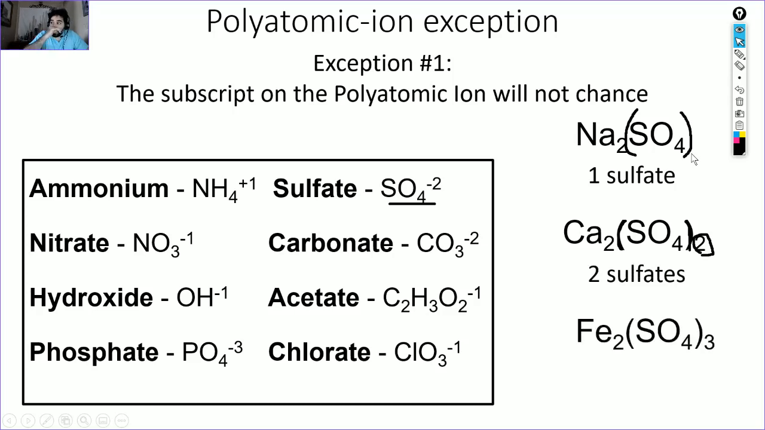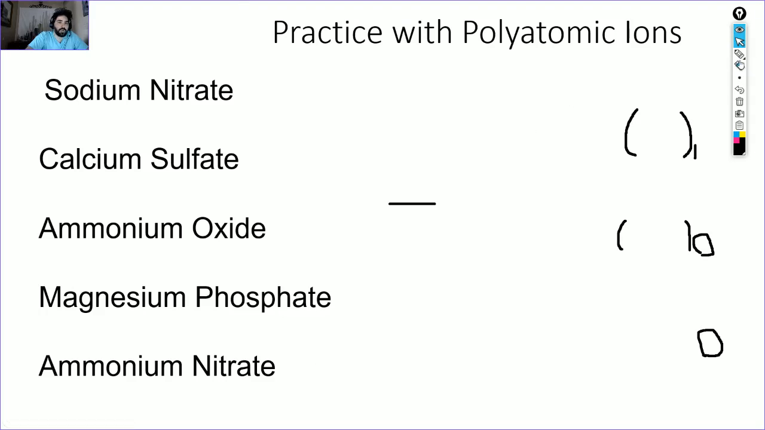So I'll give you one guess as to how many sulfates I have in this next molecule. And if you said 3, yep, you're correct. I have 3 sulfates here. Notice in each of these, SO4, SO4, SO4, I didn't change any of these subscripts. All I changed is the outside, because this number is what tells me how many of that polyatomic ion I have. So I want you guys to practice this with the polyatomic ions. I'm going to go ahead and do the first one with you guys.